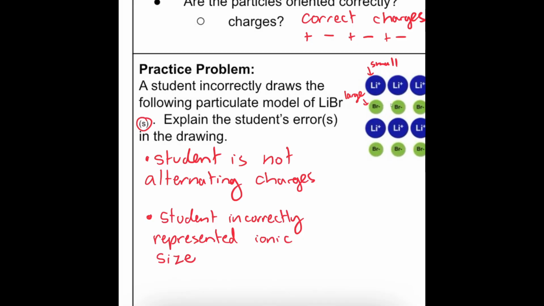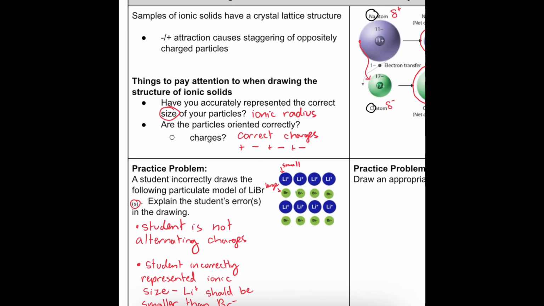But you're not just going to say incorrectly represented ionic size, you're going to describe how they screwed that up. And you're going to say lithium should be smaller than bromine. All right, this particular practice problem does not ask us to redraw the particulate level diagram correctly, but something on the AP test might ask you to do that, in which case you would literally just redraw it more accurately.